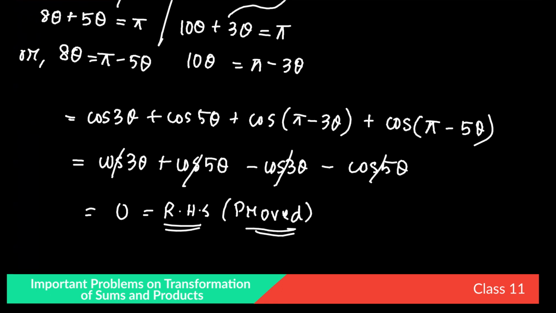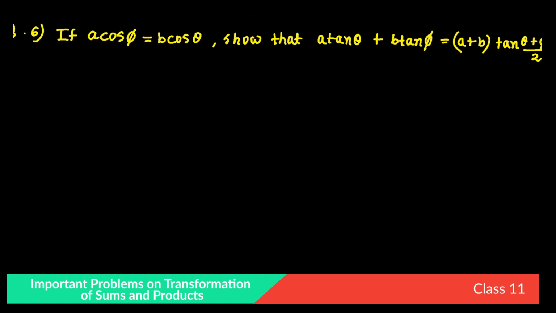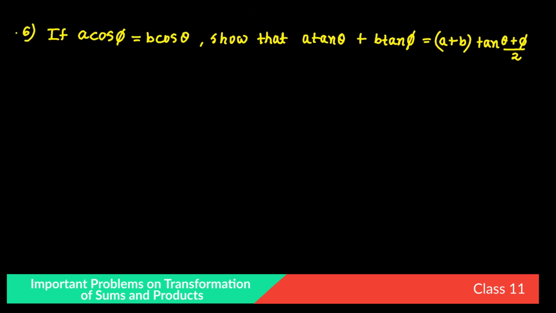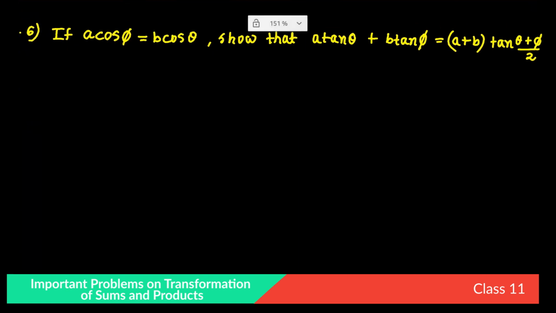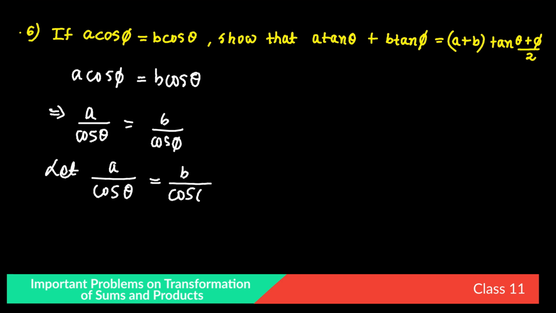Now we move on to the sixth question. It is told that if a cos phi equals b cos theta, show that a tan theta plus b tan phi equals a plus b tan of theta plus phi by 2. So at first, what is the given condition we have? It is a cos phi equal to b cos theta. That is a by cos theta equal to b by cos phi. Now let a by cos theta equal to b by cos phi equal to k. Say k not equal to 0.